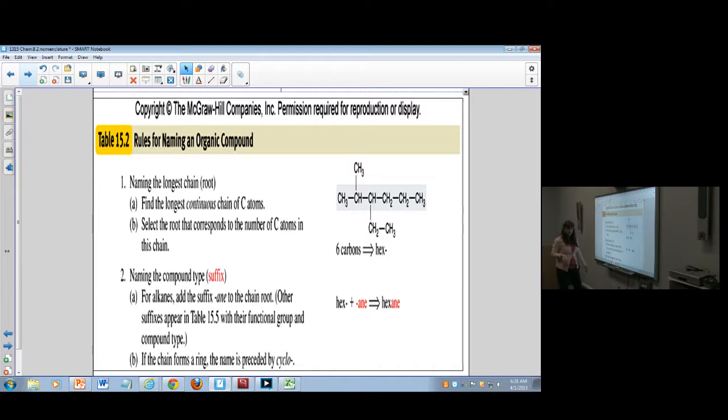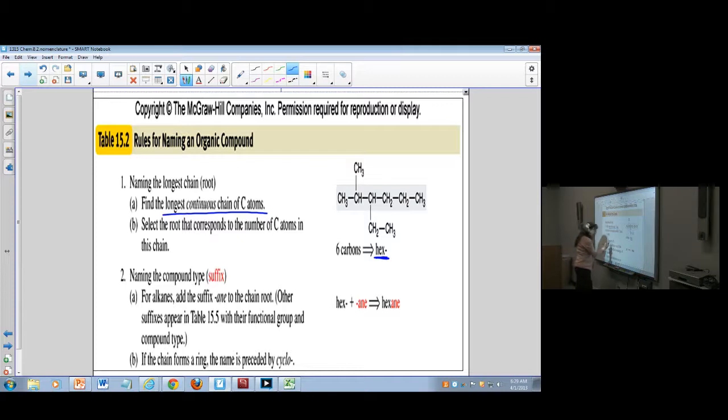Oh, no, I did want to go over these rules. So you may want to look at your book because these are kind of not very clear, I know. So you name the longest continuous chain. That's your first job. First thing you've got to do is figure out, even if they turn in space in every which direction, which is the longest continuous chain. And then, of course, you'll pick out the right root. Hexane is this one. Hex.